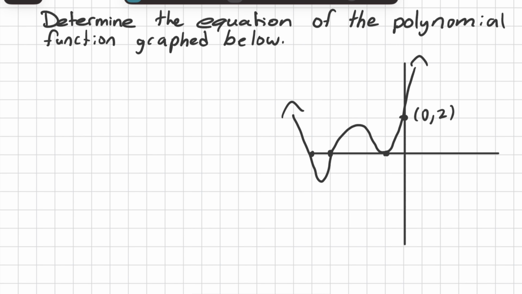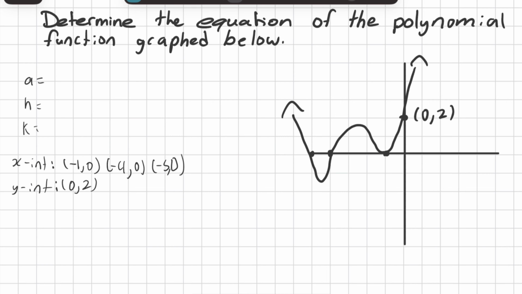Determine the equation of the polynomial function graph below. So to start off, we're also going to get our x-intercepts. So it's going to be -1 and 0, -4 and 0, and then -5 and 0. So that's your 3 x-intercepts. Our y-intercept is 0 and 2. Now we can go ahead and just do these. We also know that we have an even degree because both arms are pointing upwards. And we also know that we have a positive leading coefficient.